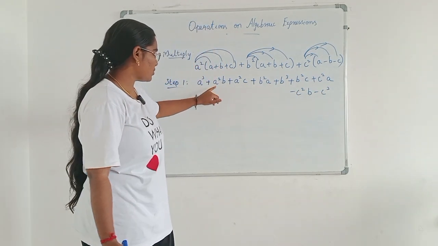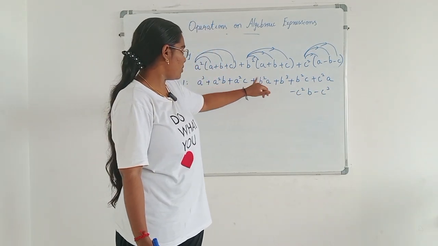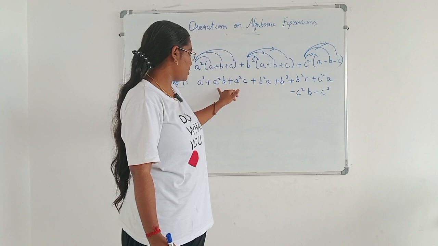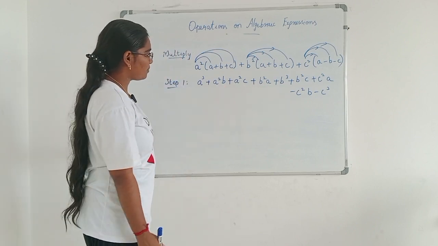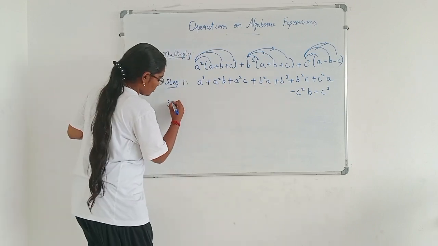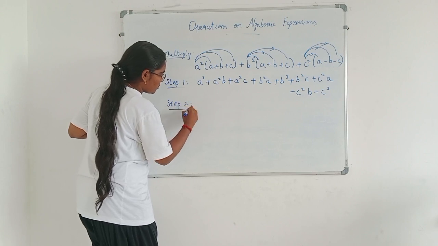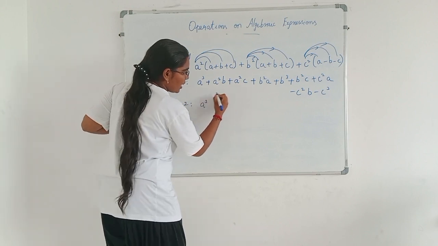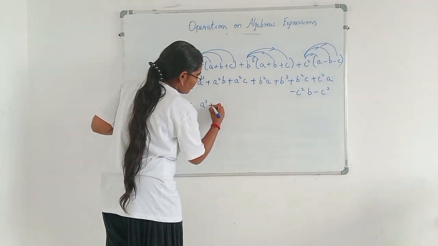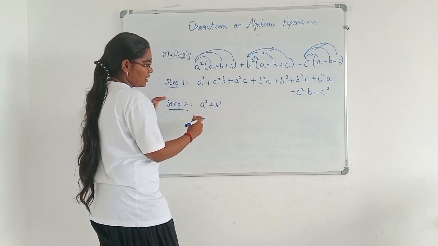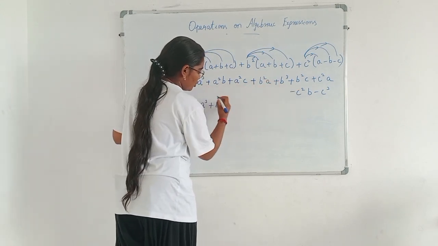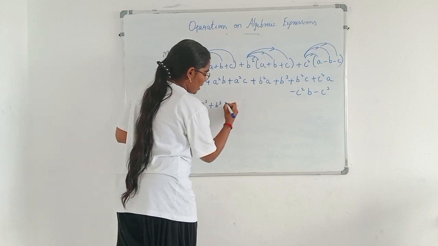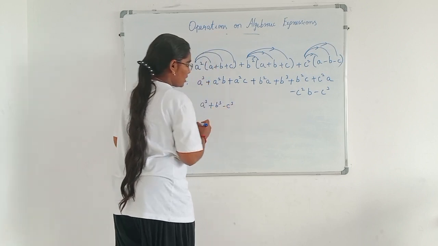Is there any a cube? No. Are there any b cube, c cube or any other like terms? We have to check. Okay, so a cube, there is no like term. For convenience we can write it this way: a cube, b cube, c cube. So a cube plus b cube minus c cube.